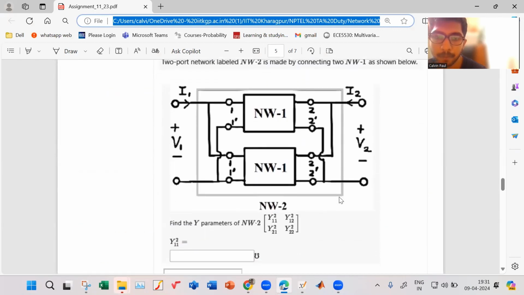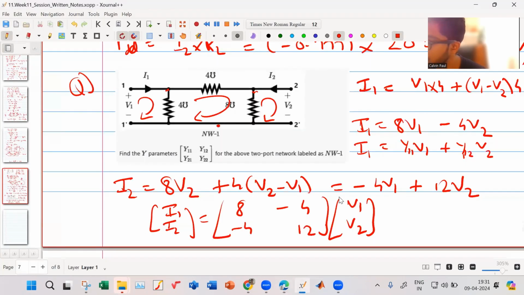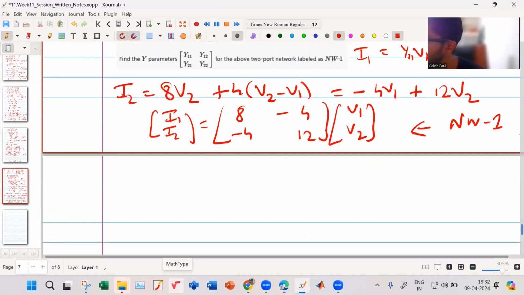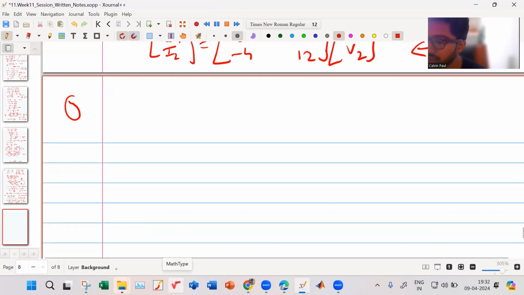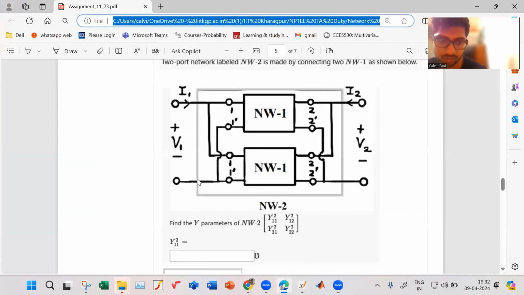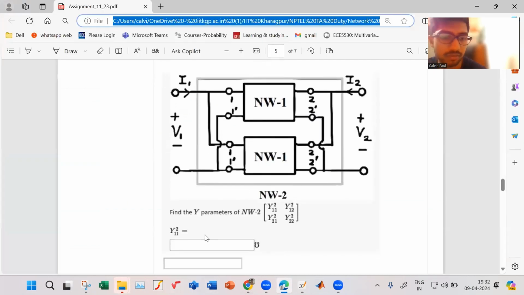So now, that was your network 1. If you see, these are the parameters for your network 1. Now let us go to the next page. There's a next question. It is just an advanced version of the previous question, but it also is very simple.